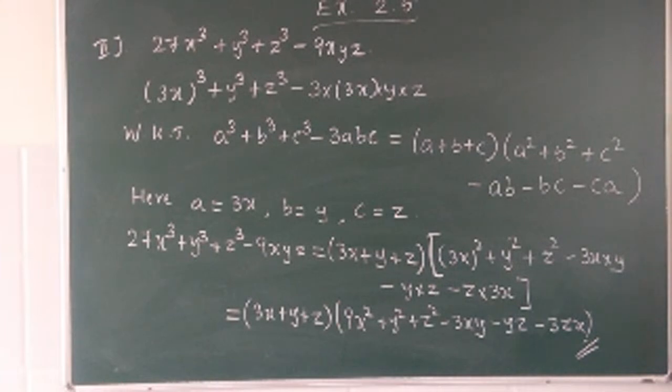What you have to do? You have to consider that standard form, that is a cube plus b cube plus c cube minus 3abc equals a plus b plus c into a square plus b square plus c square minus ab minus bc minus ca, and you have to find out what the values of a, b and c are, and substitute them in that standard form.